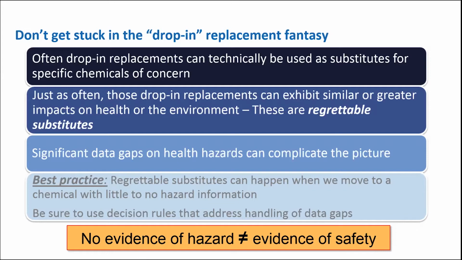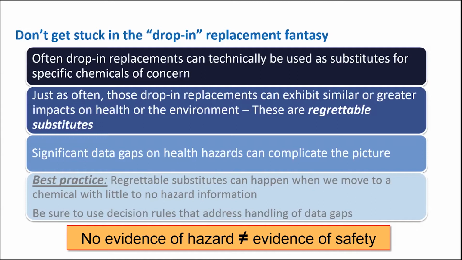Having as clear a picture of the environmental, human health, and/or safety implications associated with a considered substitute is essential to allow you to make sound decisions that can be reasonably relied upon to not put you in the position of having to go through the process all over again.